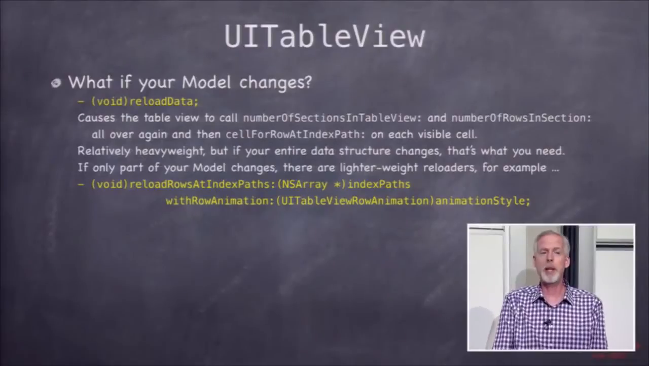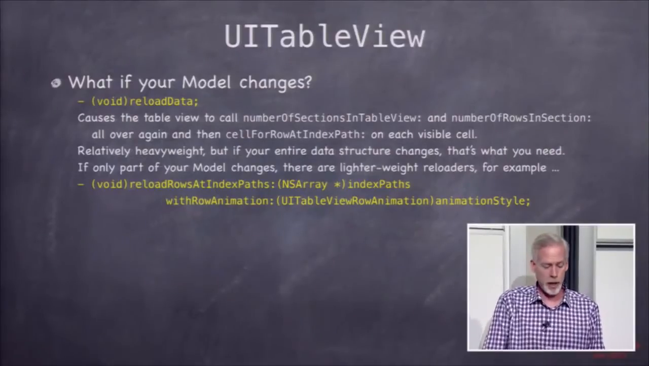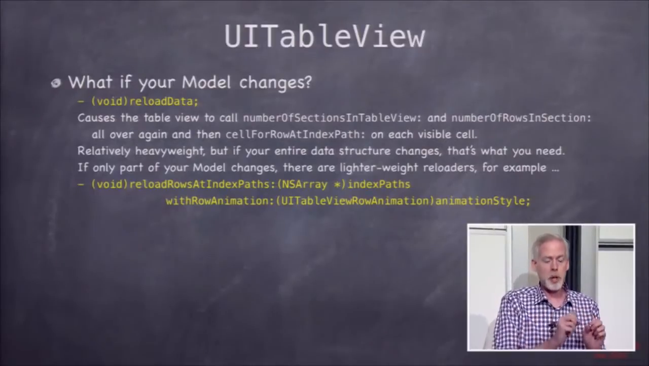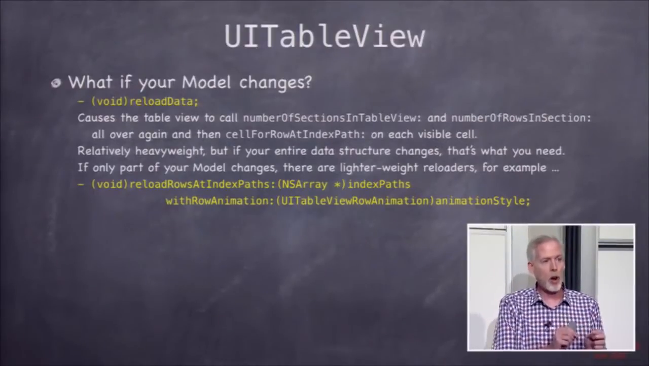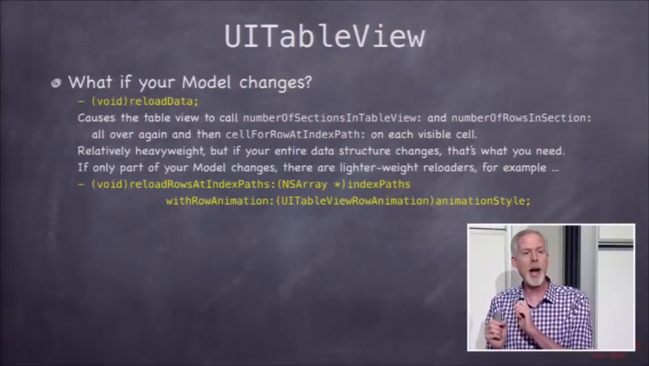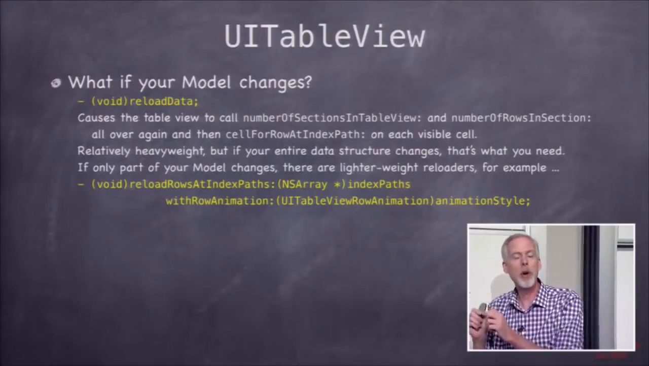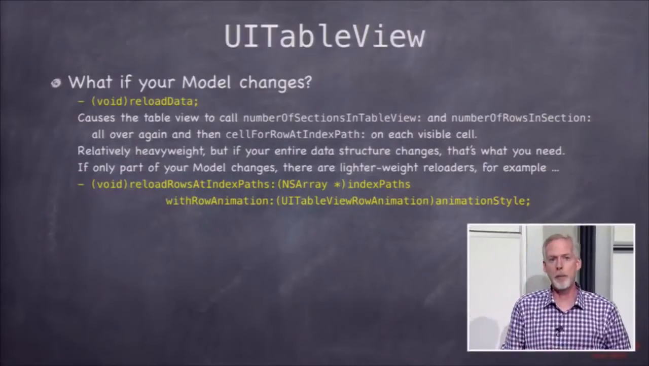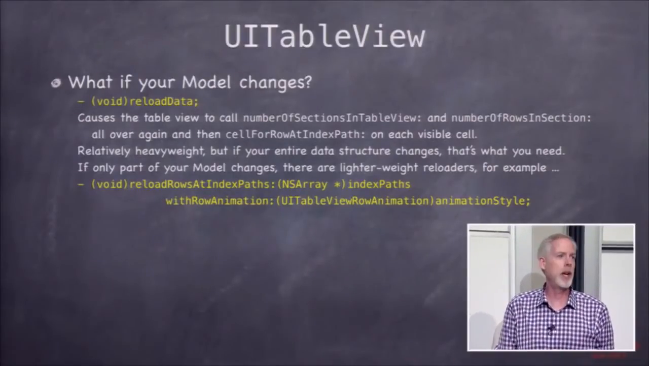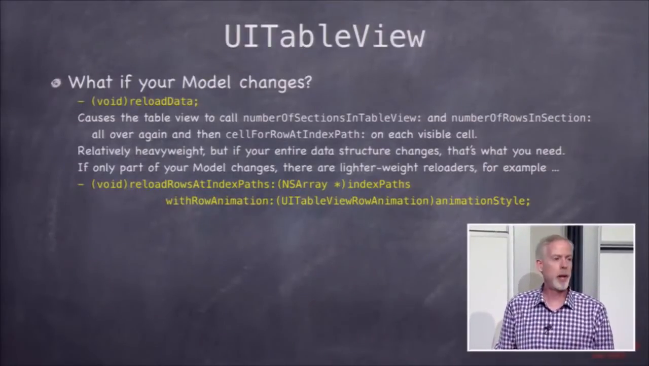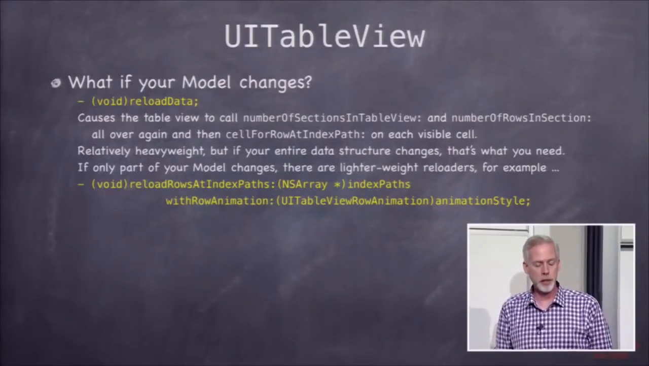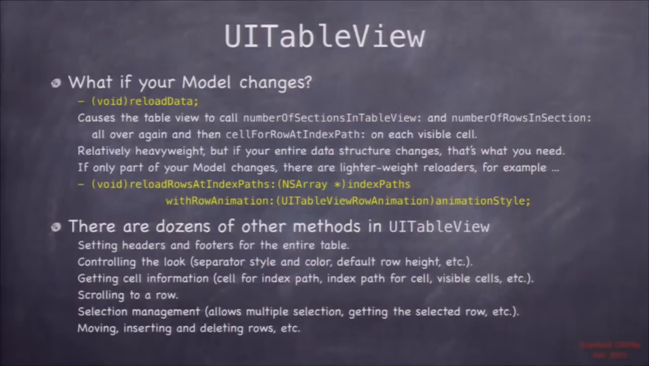Okay, that's certainly going to happen in our demo that we're going to write today. You can be, if you know the changes in your model, more finer tuned. You can call methods like reload rows at index paths and only change those rows. So it's kind of more fine-tuned reloading of your UI when your model changes, if you know what changed. Okay, and there's some other methods too. So familiarize yourself with UI table view. You'll find out the kind of things you can do. There's dozens of other methods in UI table view itself.